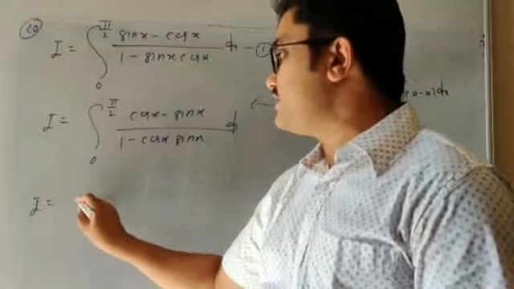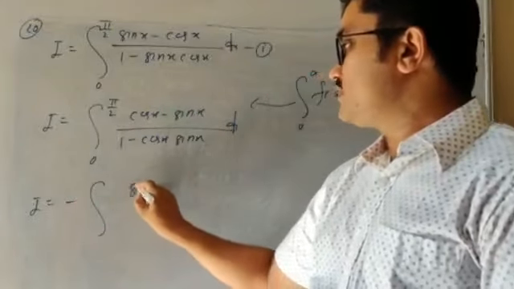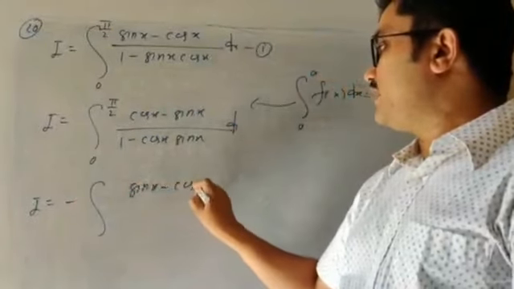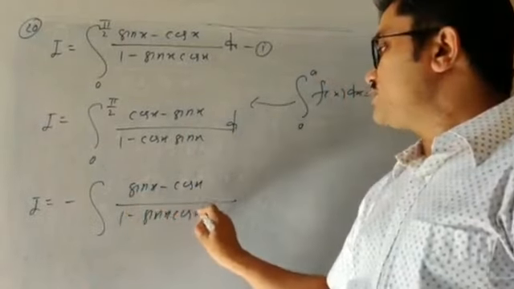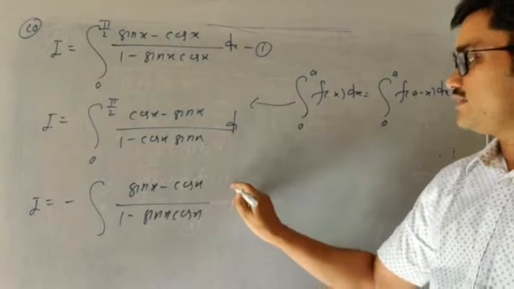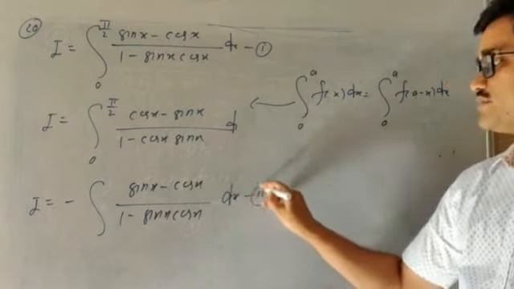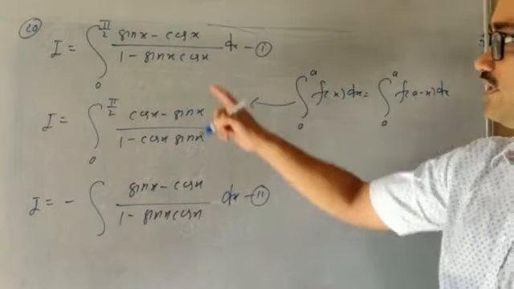So this can be written as I is equal to minus sin x minus cos x upon 1 minus sin x cos x. In a product you can write it in any order. It's equation 2. Now if you look at equation 1 and 2, it is the same thing.